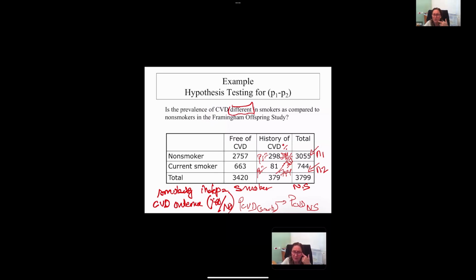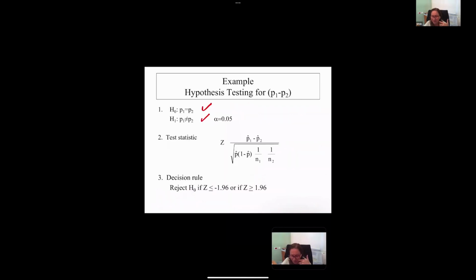We only stated, or the researcher stated, whether it's different. And therefore, when the hypothesis is stated, it's P1 equal to P2 always. This is the null. But the alternative or the research hypothesis is H1: P1 not equal to P2, because it stated different. So this is what we call a two-sided test. It doesn't matter whether it is less or more. It's just different, P1 different than P2, with an alpha of 0.05.